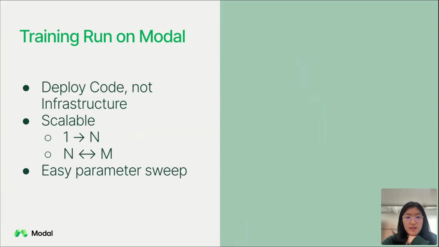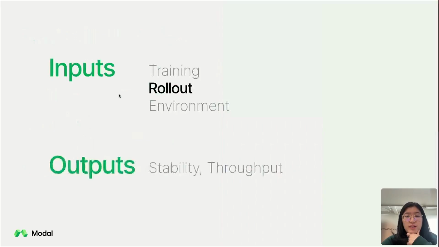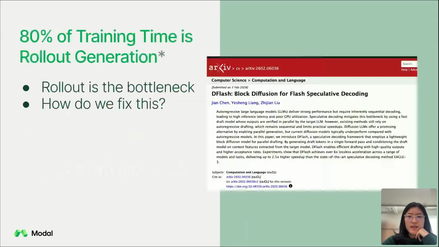Okay. So that's broadly how you do a training run on Modal. So what does the rollout look like? I will talk a little bit less in detail on this, but essentially rollout is 80% of our training time, depending on what you're doing during training, rollout generation. I believe that rollout's a big bottleneck, and as a company, we spend a lot of time trying to fix this for our users. This is one of the things you can do to fix this.